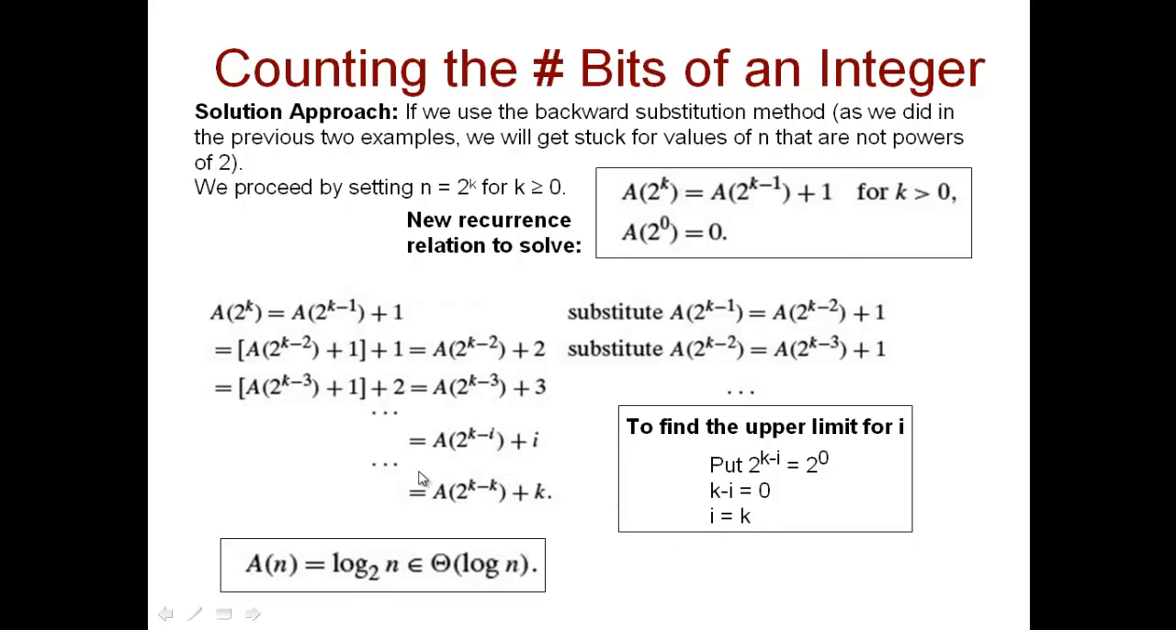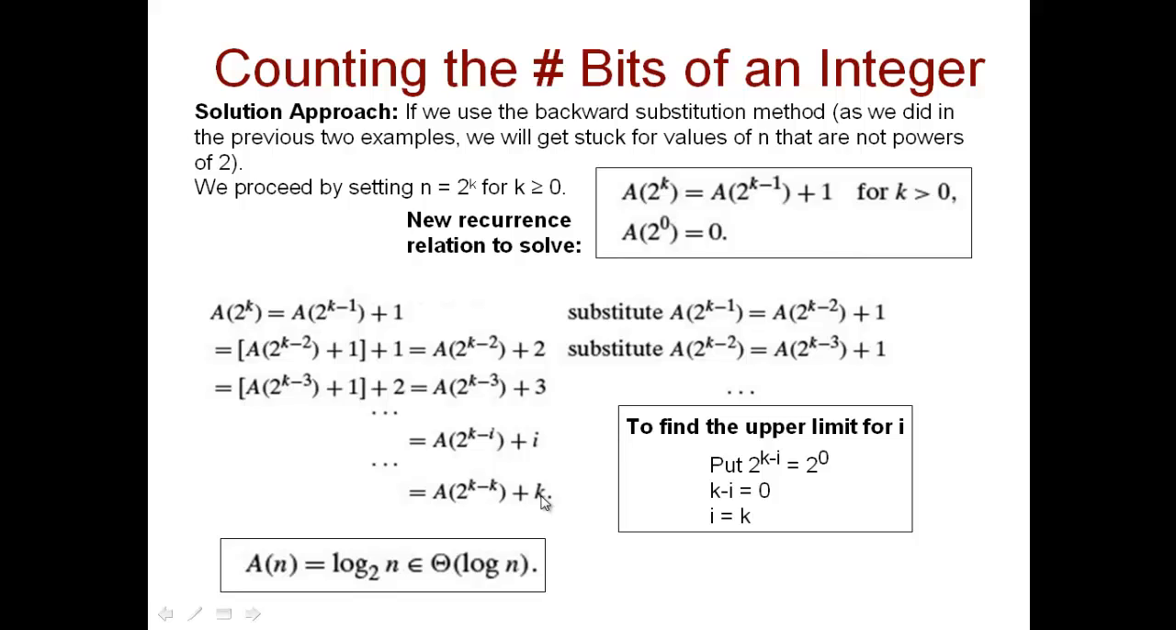So we'll substitute i equals k in this recurrence. So that will be a of 2 raised to k is a of 2 raised to k minus k plus i, and i equals k, so that's k. But a of 2 raised to k minus k is a of 2 raised to 0, and a of 2 raised to 0 is 0. So that's why we wanted to reduce it all the way to the basic condition by doing this substitution for i equals k. So that will be a of 2 raised to 0 is 0, plus k. So 0 plus k is k. So now we got a of 2 raised to k is k.